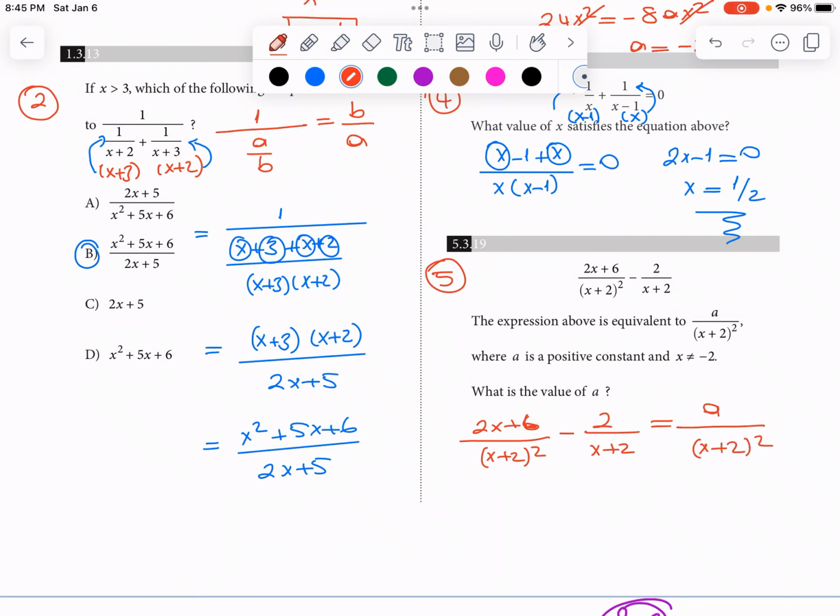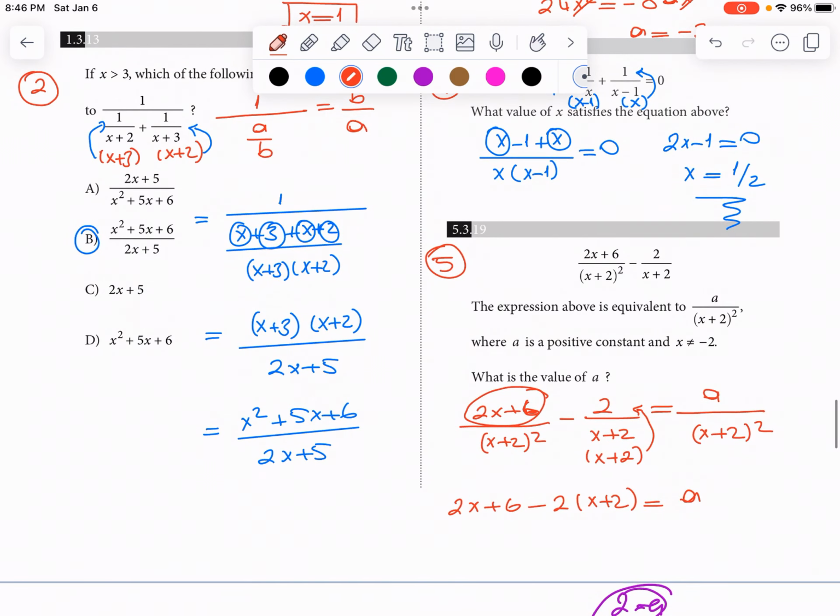Okay, so the second fraction on the left hand side, we have to multiply it, guys, by x + 2 to work with all the fractions. They must have the same denominator. So if you multiply the x + 2 by x + 2, all the fractions are going to have the same denominator. So we can simplify the denominators and work with the numerators. So 2x + 6, then minus 2 times (x + 2) is going to be equal to a.